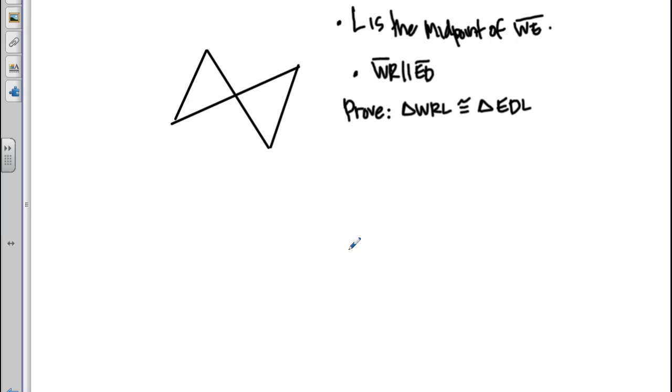All right, so here's a problem. Let me get some labels on here. This is W, this is R, this is L, E, and D. So L is the midpoint of WE. So let's go ahead and mark. We know if L is the midpoint, by definition, WL and LE are congruent to each other. Definition of midpoint. All right, so we'll come back to that. WR is parallel to ED, so let's go ahead and mark those. I only need one arrow, really. Let's go ahead and mark those parallel lines.